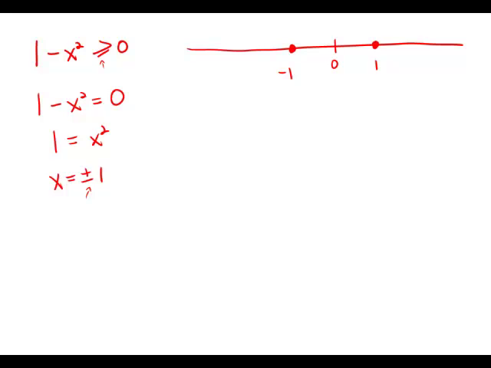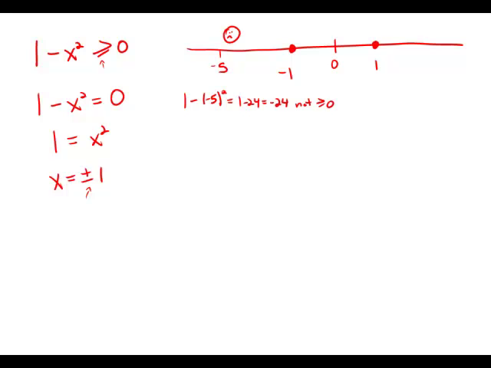Well, if I take, say, a number here, like say -5, well, 1 minus -5 squared, that would be 1 minus 25 is -24. That is not greater than or equal to 0. So this region here does not work.